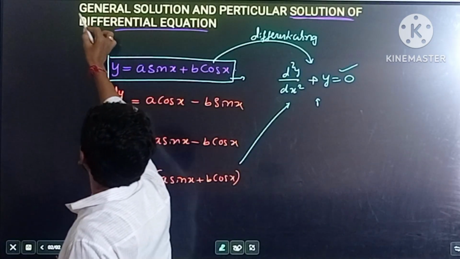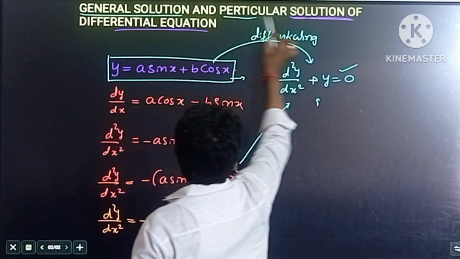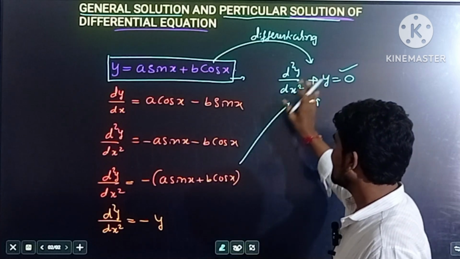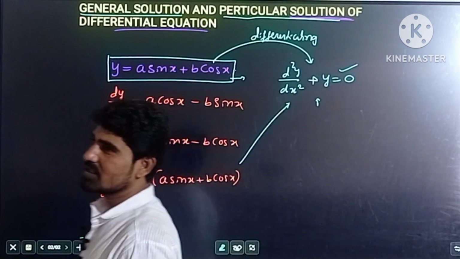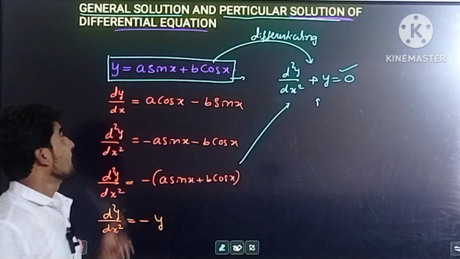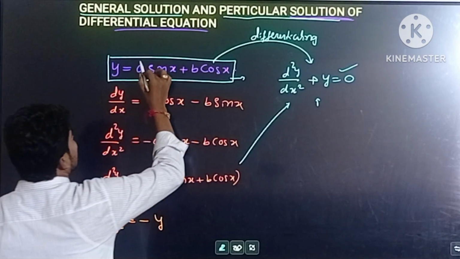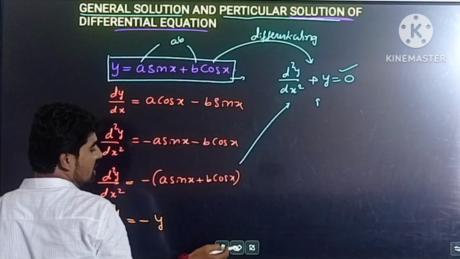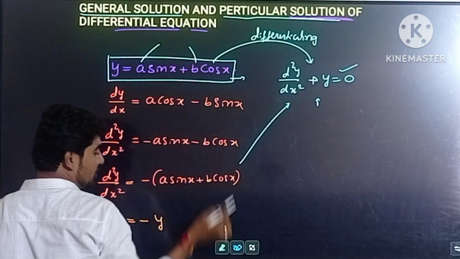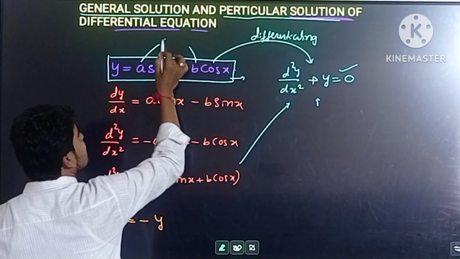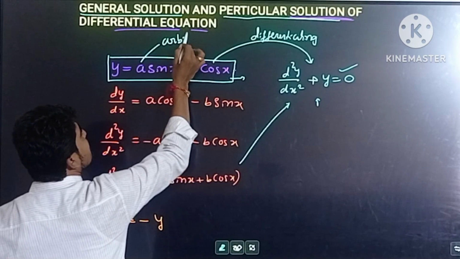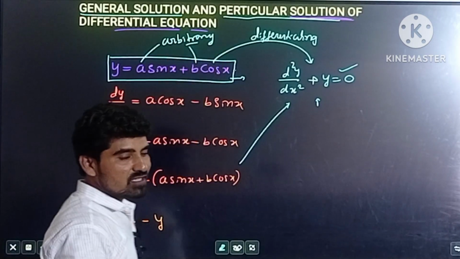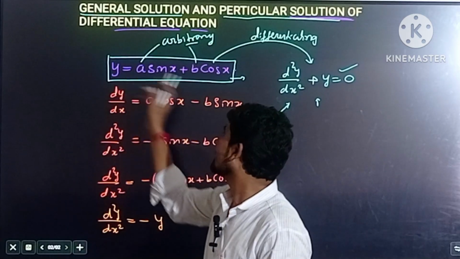Now, what is meant by the general solution and the particular solution? Observe here, for this differential equation, y equals a sin x plus b cos x is a solution. But in this solution, a and b are arbitrary constants. Arbitrary constants mean any constants, so you can take any fixed value for a and b.